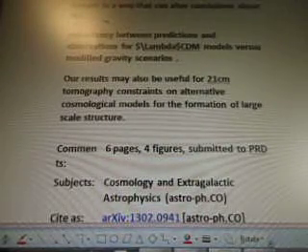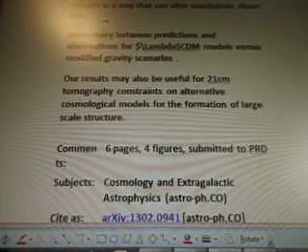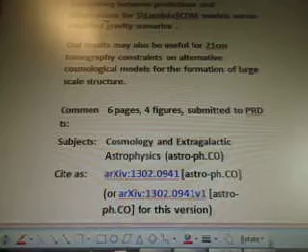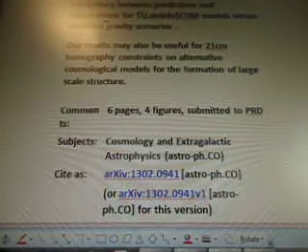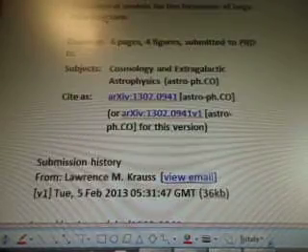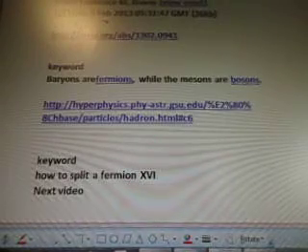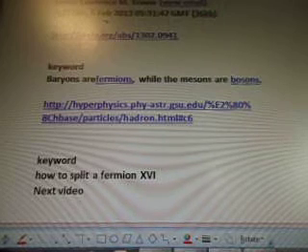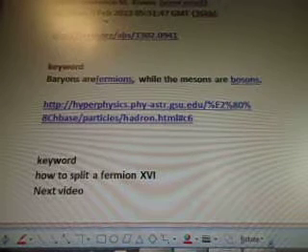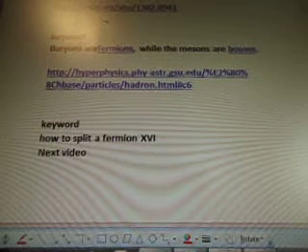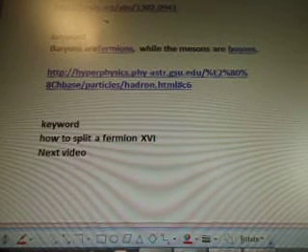Our results may also be useful for 21 centimeter tomography constraints on alternative cosmological models for the formation of large-scale structure. And that's the link from Lawrence M. Krauss, arxiv.org. Again, the keywords were baryons, fermions, and mesons and bosons from hyperphysics.phy-astr.gsu.edu. They're going to show up in the next one.